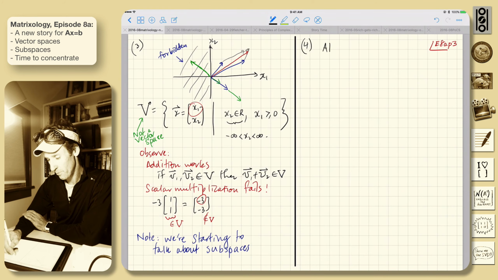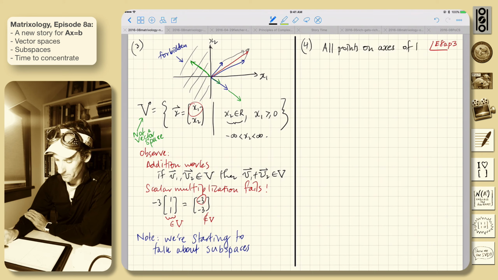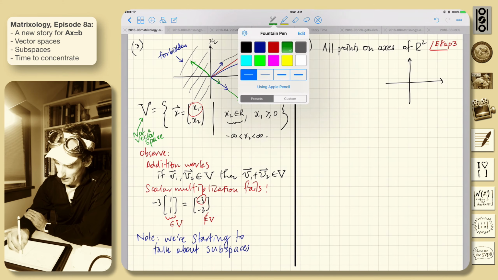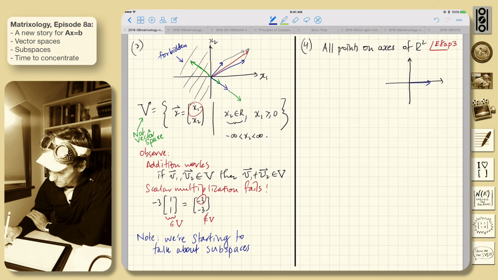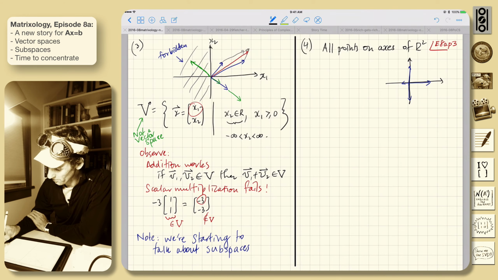So we'll say all points, and points and vectors are the same thing, right? So all points on the axes of R2. By that I mean, here's R2. So any vector on the axes. Something we haven't talked about yet is 0, but we'll get to that.